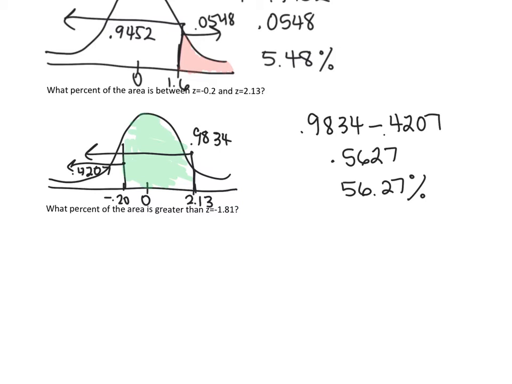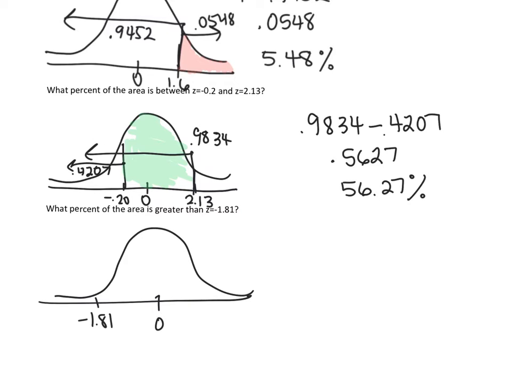Okay. And then lastly, what percent of the area is greater than a z-score of negative 1.81? So again, we have our curve with our mean of 0 and negative 1.81. So remember, our table itself is going to give us the area below, but we want the area above.